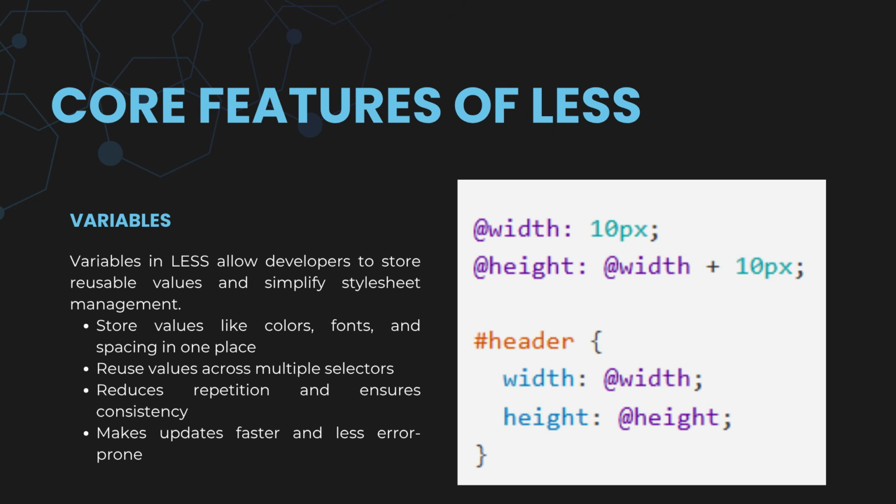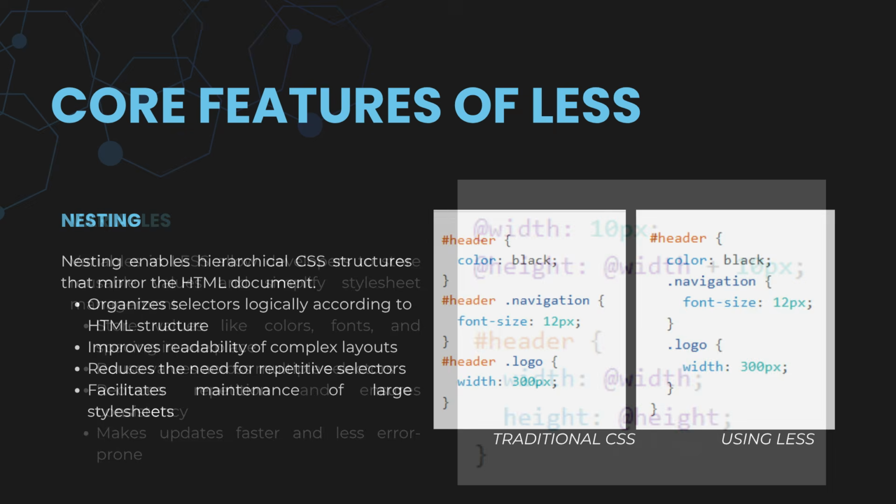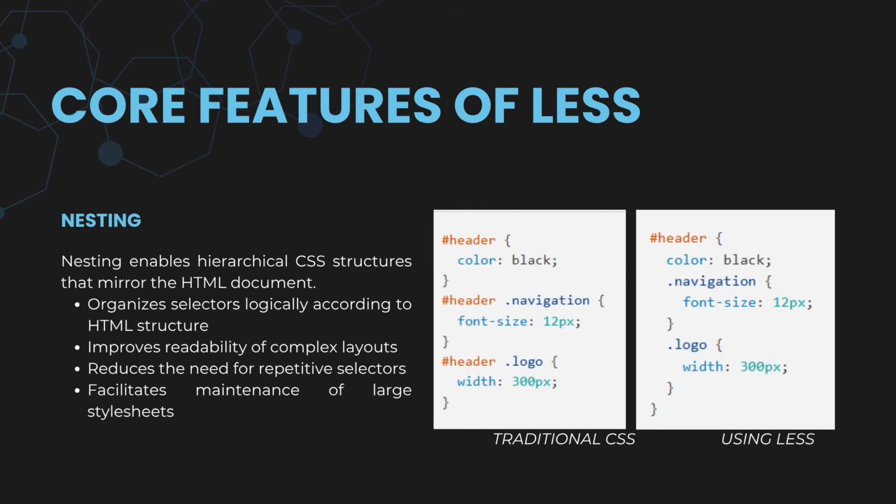Less introduces features that solve the limitations of traditional CSS. One key feature is variables, which store values like colors, font sizes, or spacing in one place and reuse them across the style sheet. This reduces repetition and makes updates faster and more consistent. Another feature is nesting, which structures CSS selectors hierarchically based on the HTML layout. This improves readability and makes styles easier to organize, especially in complex designs.